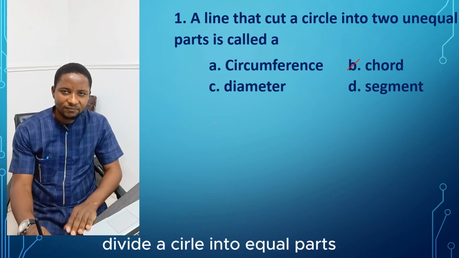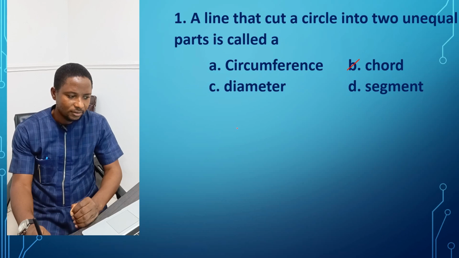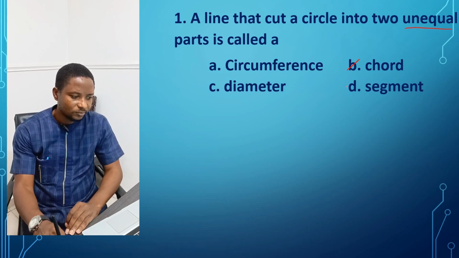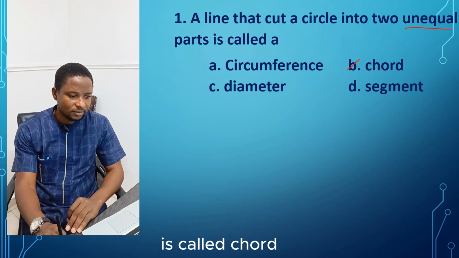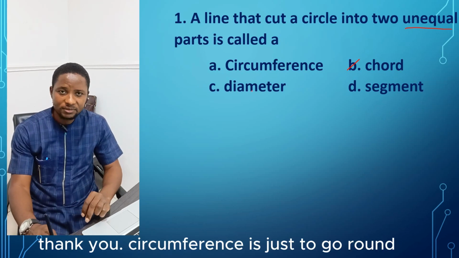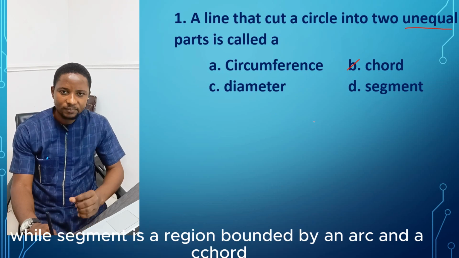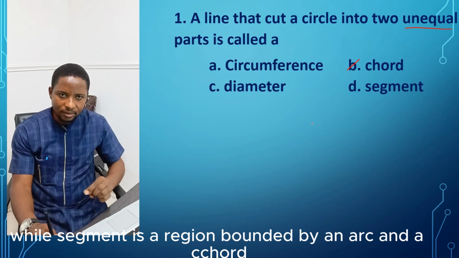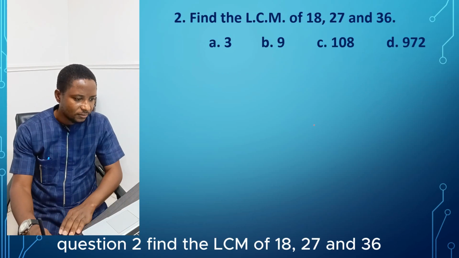A diameter divides a circle into equal parts, but the key word there is unequal. So the line that divides a circle into unequal parts is called what? Chord. Circumference is just the distance around, while a segment is a region bounded by an arc and a chord. Question 2.